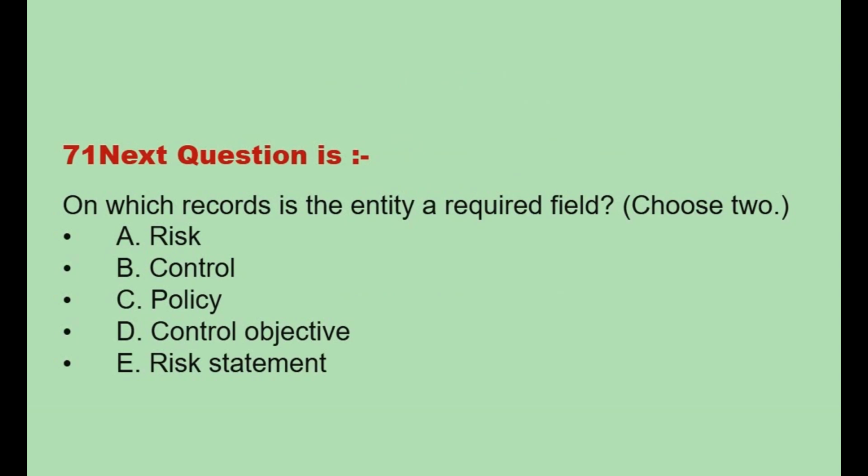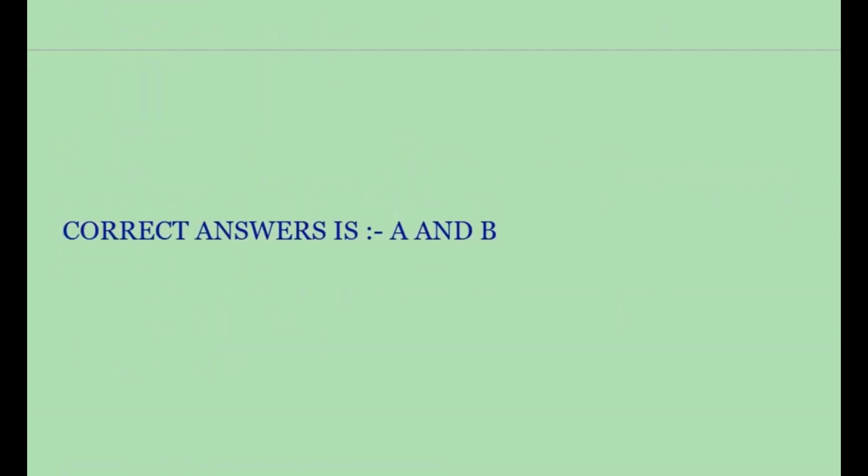Question is, on which records is the entity a required field? Choose two options. Option A, risk. Option B, control. Option C, policy. Option D, control objective. Option E, risk statement. Correct answer is option A and option B.